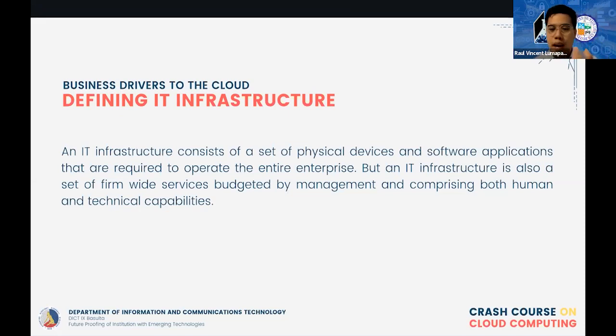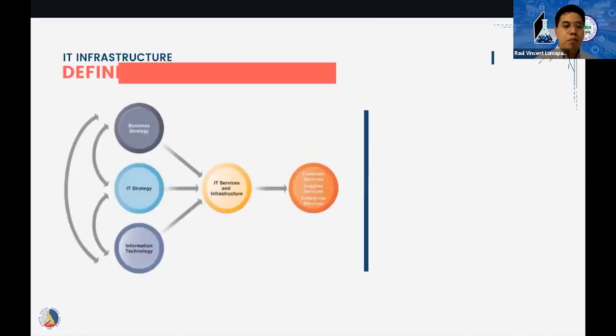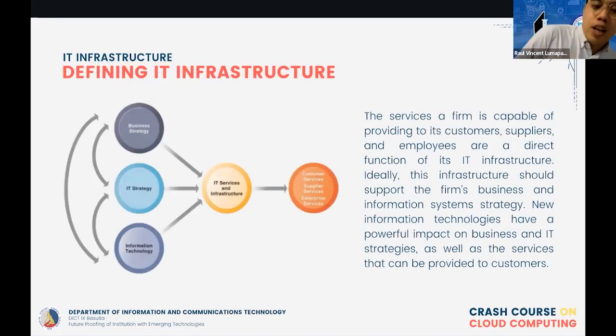You need to look at the human factor. You would need to look at the software. What hardware, what computers do I have? Will my computer run this particular software? So on and so forth. Will it run this particular SaaS, or a particular software enabled by SaaS? Things like that. You will need to look at those individual components. Now, take note that the services a firm is capable of providing to its customers, suppliers, and employees are a direct function of its IT infrastructure. And this is what people tend to forget.